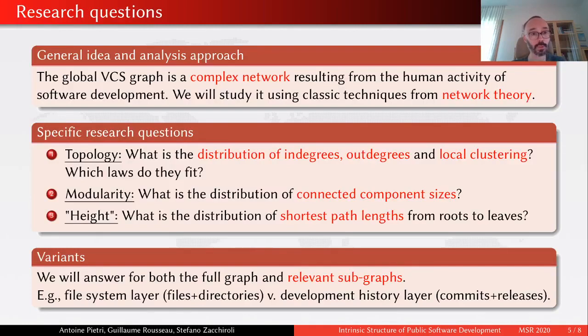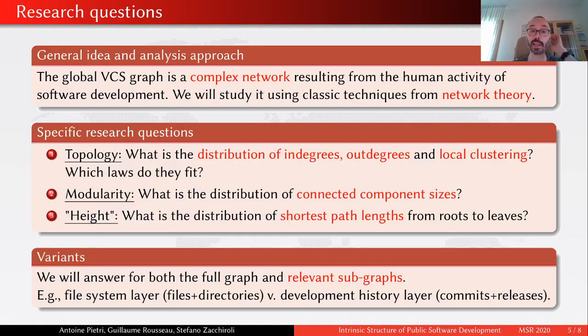So our approach here, our proposal, is to consider this graph as a complex network that results naturally from the human activity of software development and study it from the point of view of network theory using clustering techniques from network theory. So we'll study questions like the topology of the network. For instance, what is the distribution of in degrees, out degrees, and local clustering coefficient of the network. We'll study the modularity of the network.